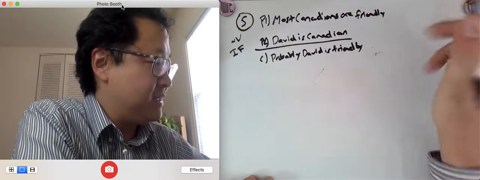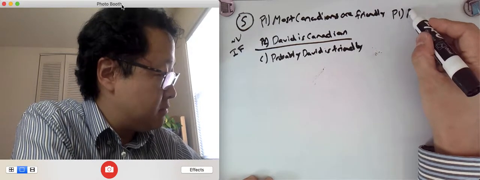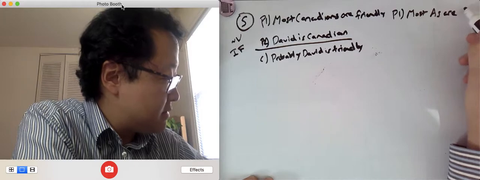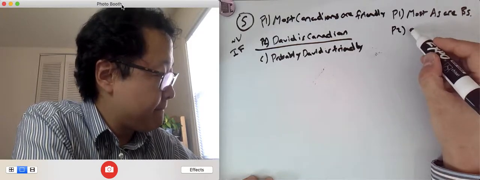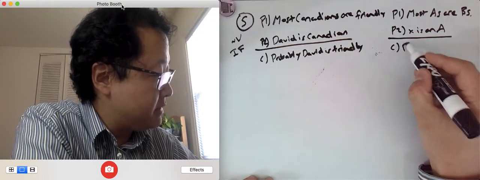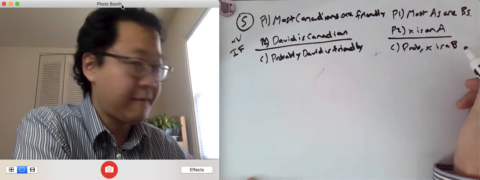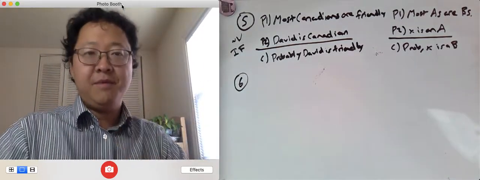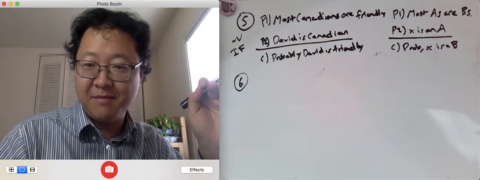Now let's put this in symbols. Premise 1: most A's are B's. Premise 2: X is an A. So we conclude probably X is a B. That's number 5. Now we'll go on to argument number 6.